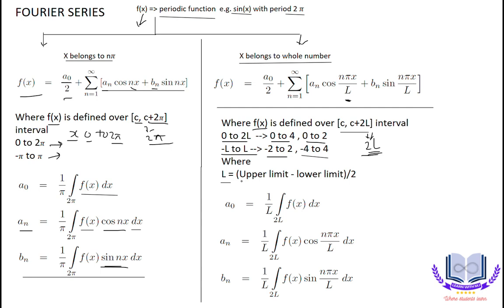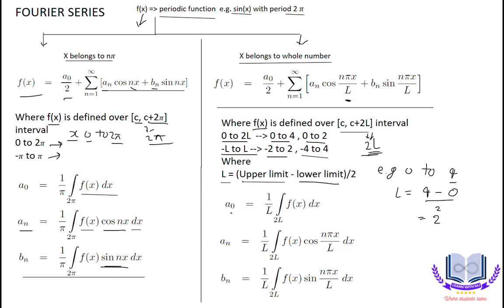For L, we have to take the difference of the limits. So L is equal to upper limit minus lower limit, divided by 2. That way you can get the limit of the function. For example, let's take 0 to 4. If we have to find the L value for that, simply the upper limit is 4 and the lower limit is b. That is how we can get the value of n.